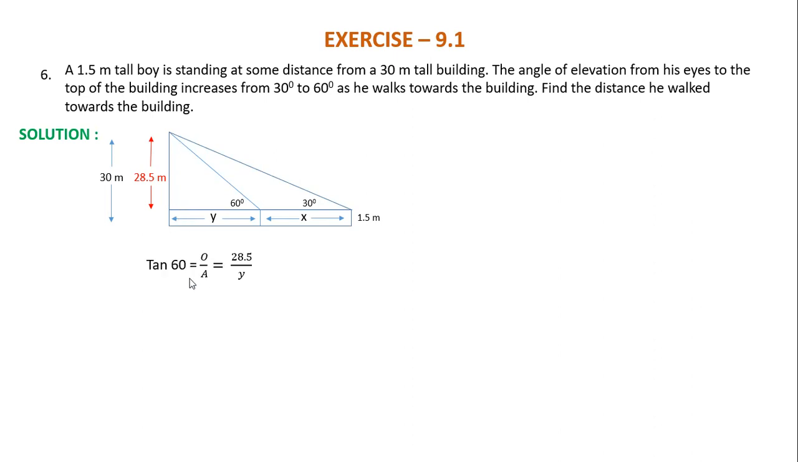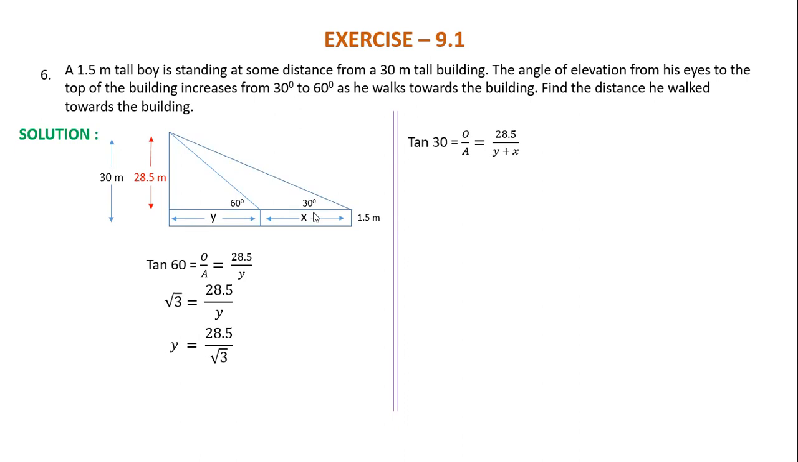Now let us calculate tan 60. Tan 60 is opposite upon adjacent. So 28.5 upon y. What is tan 60? Root 3. Root 3 is equal to 28.5 upon y. Y is equal to 28.5 upon root 3. So this distance is 28.5 upon root 3. Okay. Next.